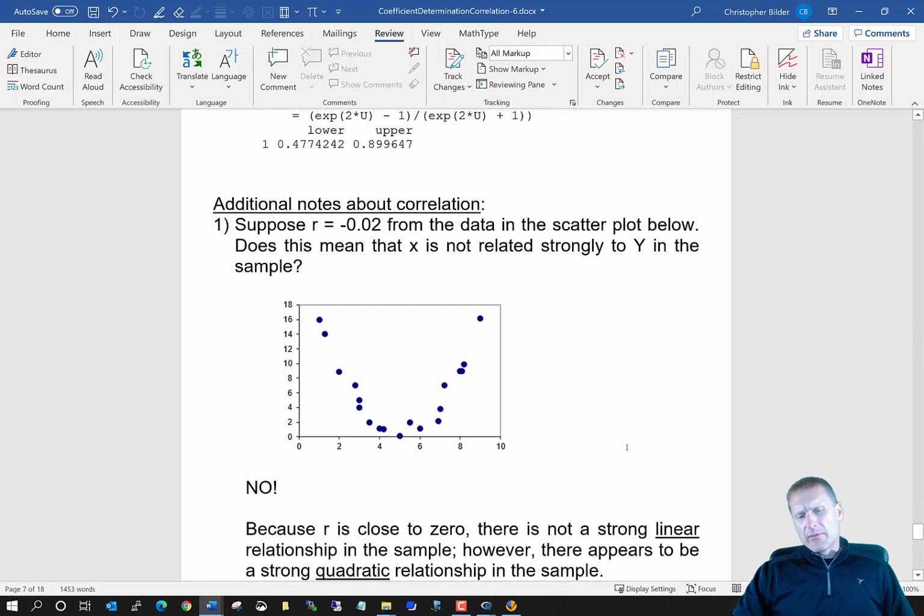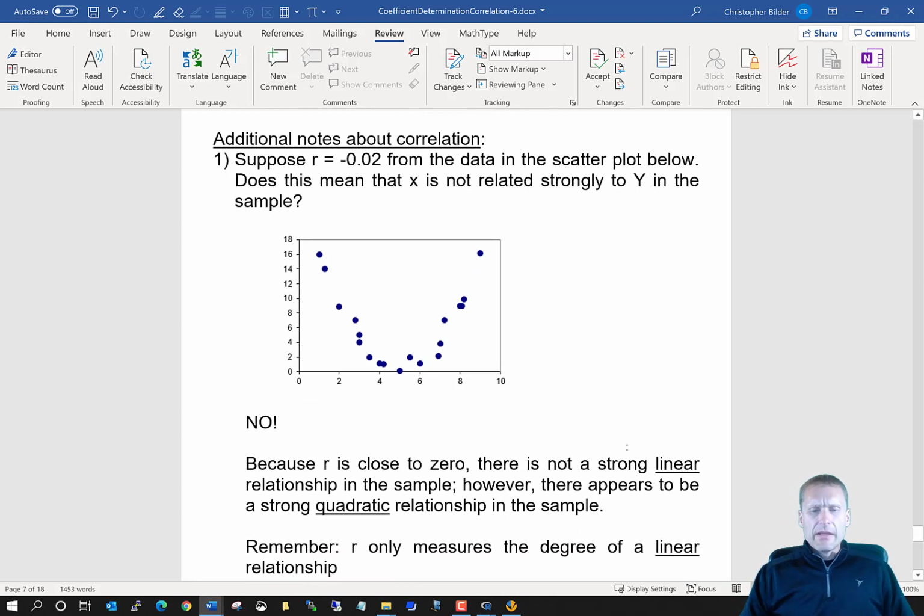Okay, so some final notes here. Suppose you had R equal to negative 0.02. So you might be thinking, oh, there's really no relationship between X and Y. But something that perhaps I didn't emphasize enough is that this R here looks at the linear relationship between X and Y. You could still have some other kind of relationship as what we see here. So we can see this kind of a quadratic relationship. In that particular case, R will be close to 0. But indeed, we do see that there is a relationship there.